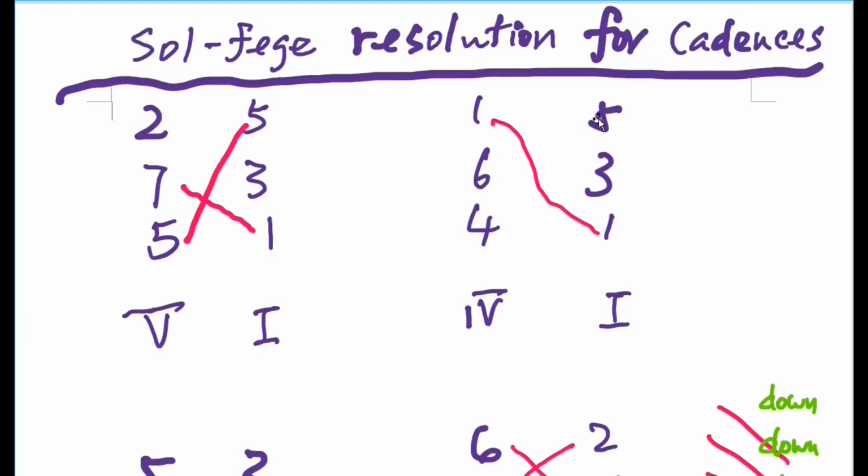La will go to So. Fa will go to Mi. All go down by step. Fa, La, Do, and Do, Mi, So. Keep the Do. This is Plagal cadence.